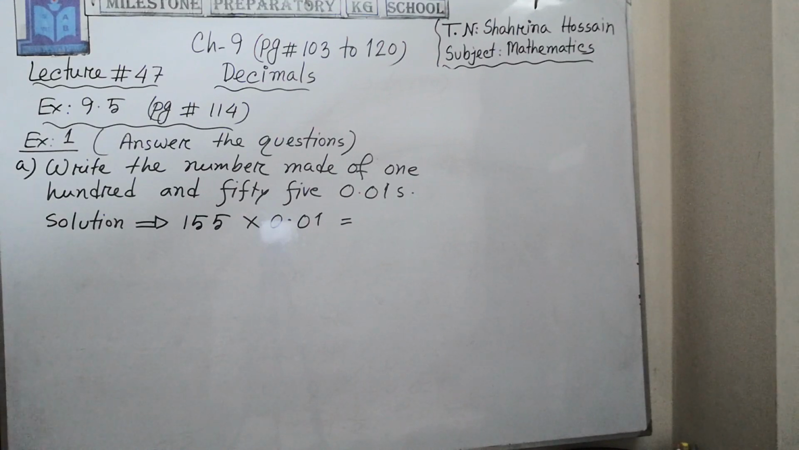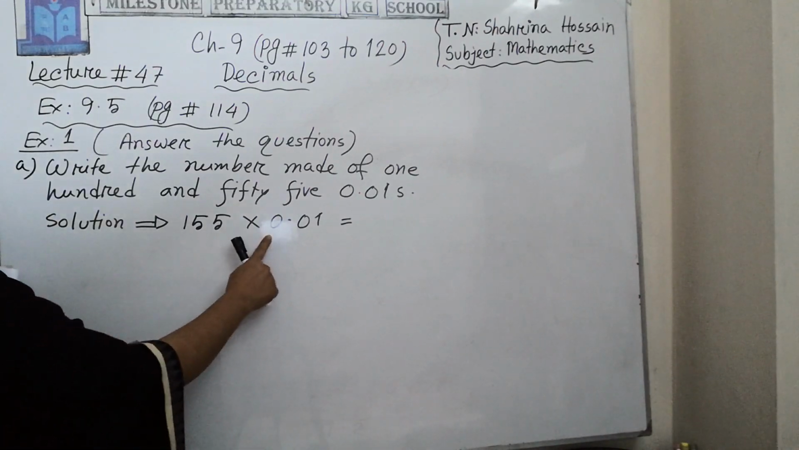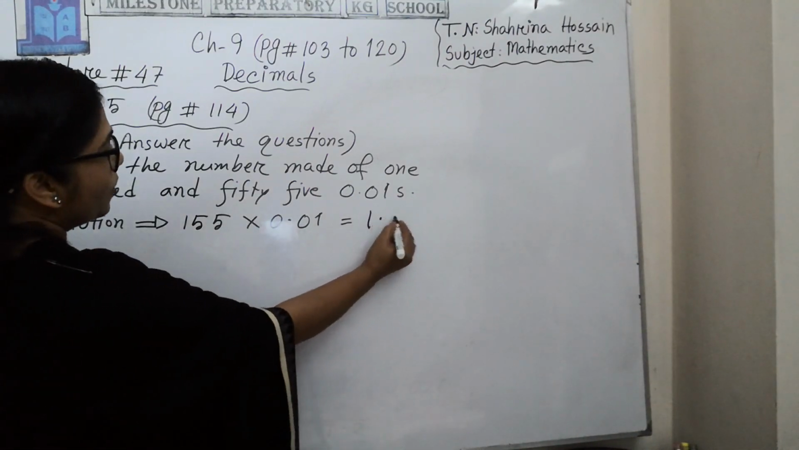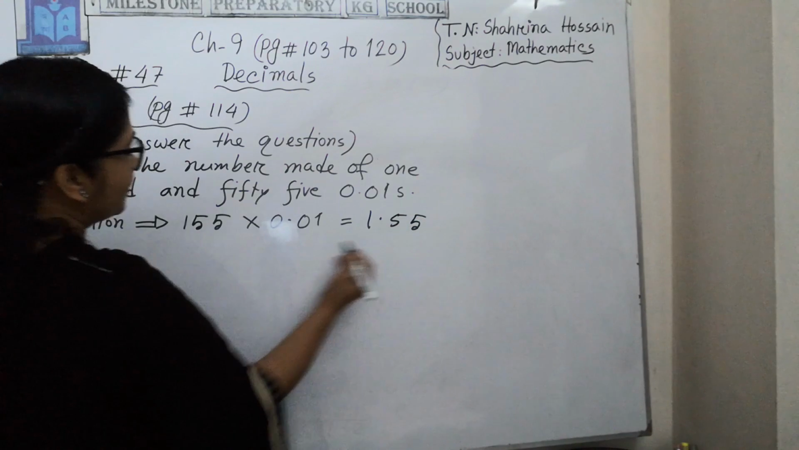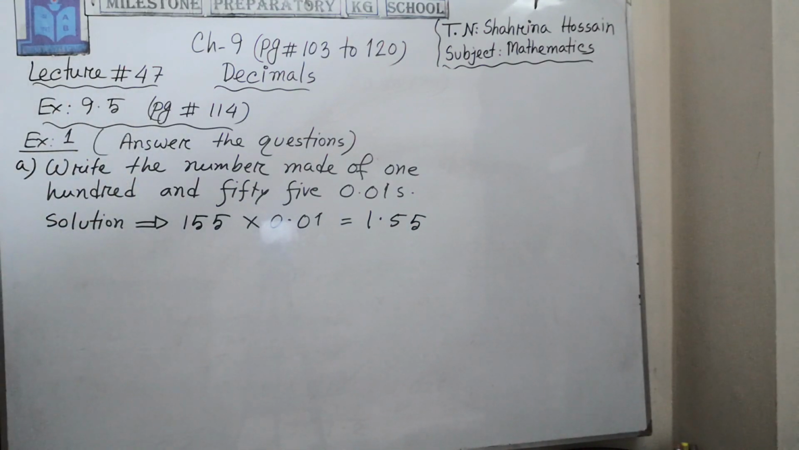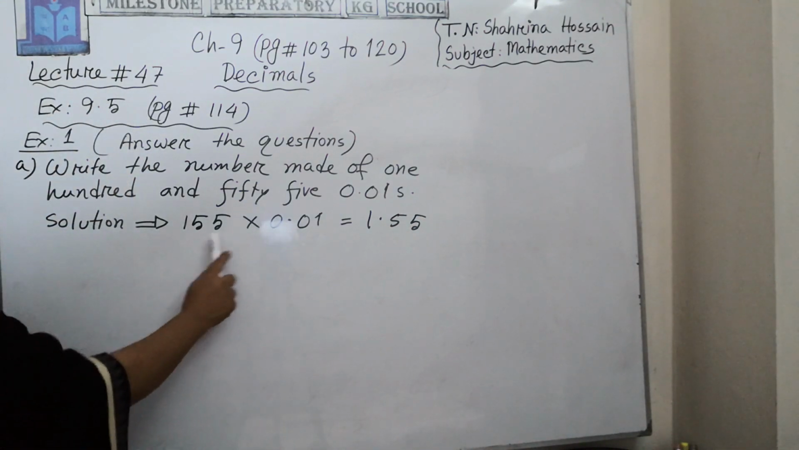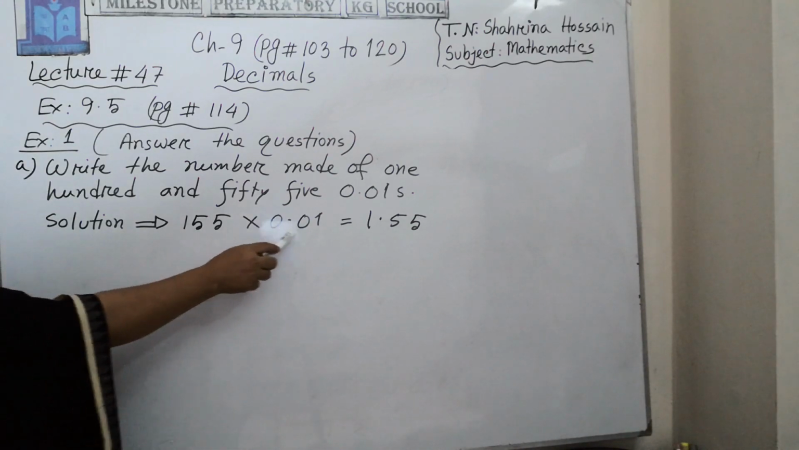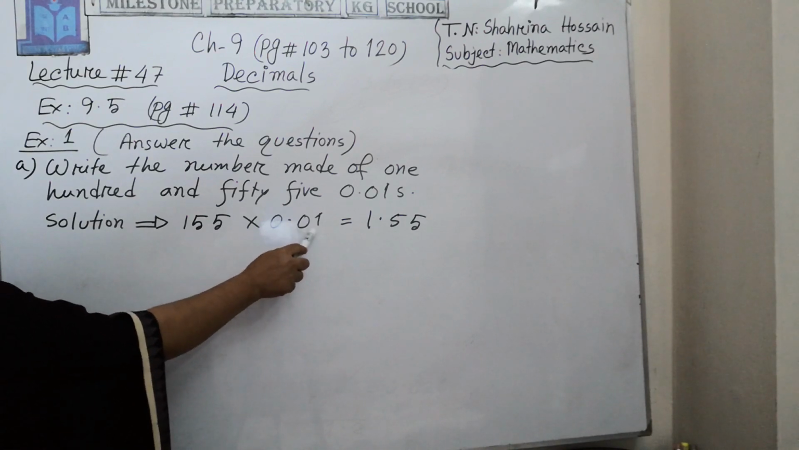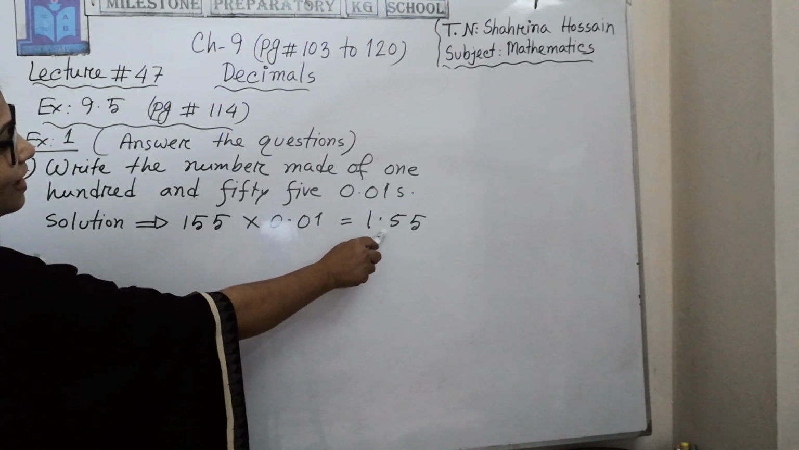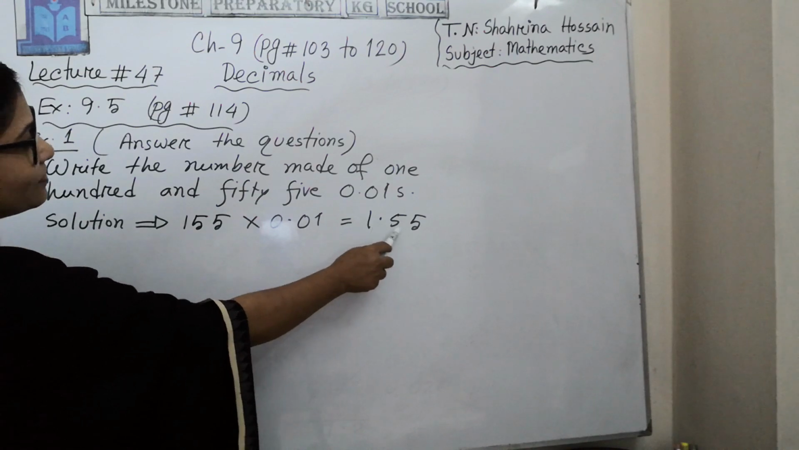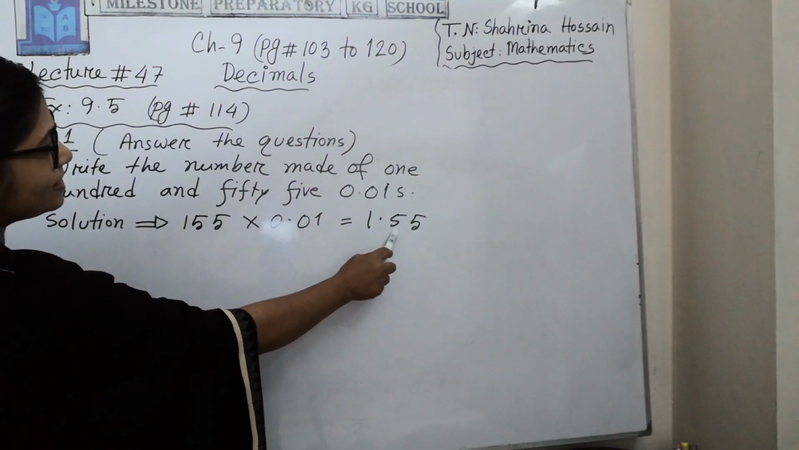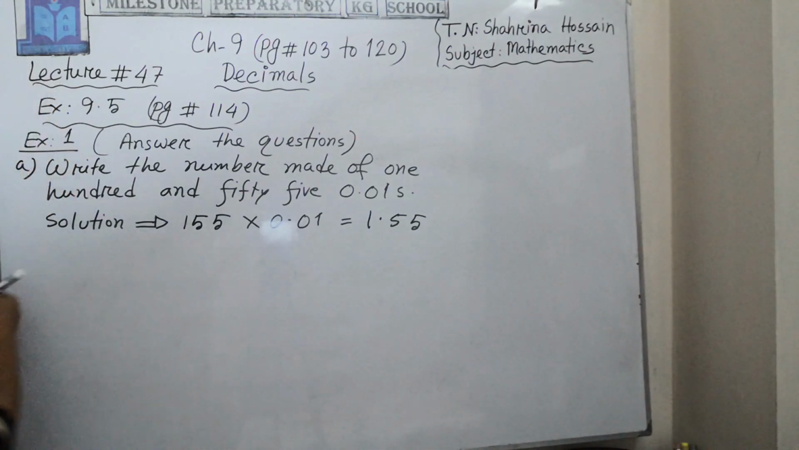That means when we multiply 155 with 0.01s, my answer will be 1.55. Okay, that means we will put the decimal point in the left side of the multiplicand. Here after the point there are 2 digits, so I will put the answer here, 1.55. That means my answer also has 2 digits after the point.